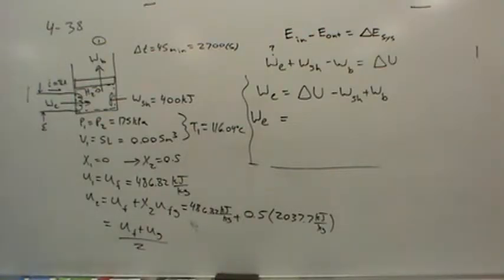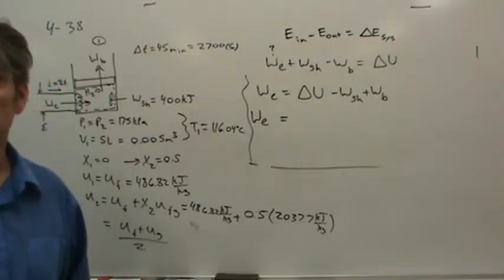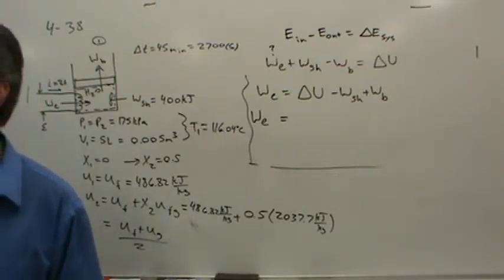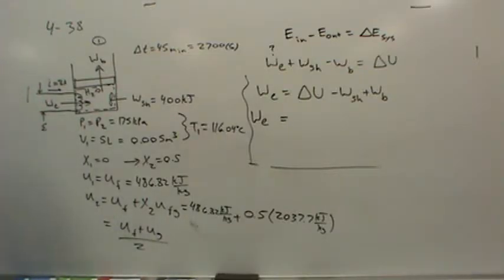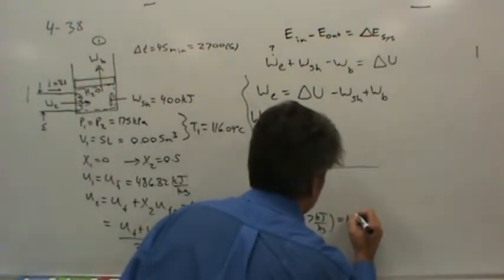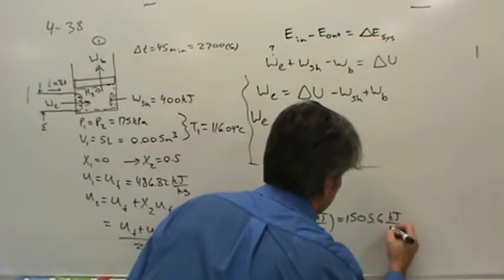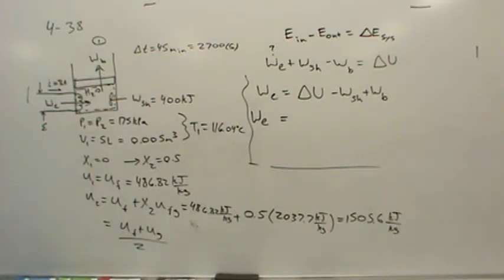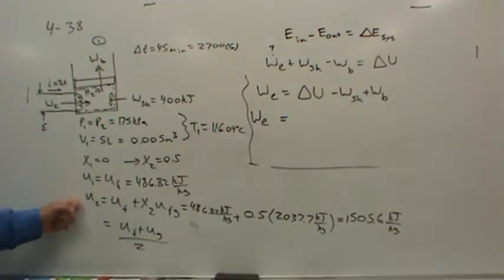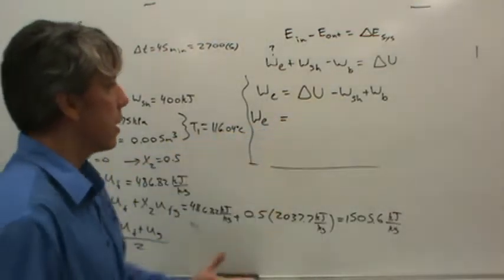Now I'm solving this a little differently than what I did on my sheet. On my sheet, I combine the boundary work with the internal energy change. That's all well and good, but I want to show you another way to do it. Let's see. I got 1505.6. Yep. Okay, thank you for verifying that. So there's our internal energy in state 1 and state 2. How do we use it here? Well, it's easy.